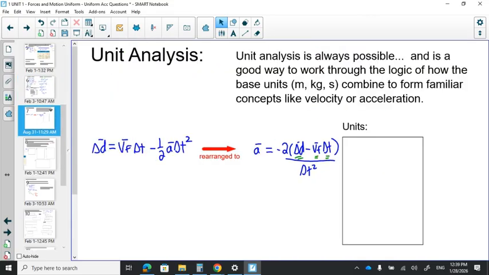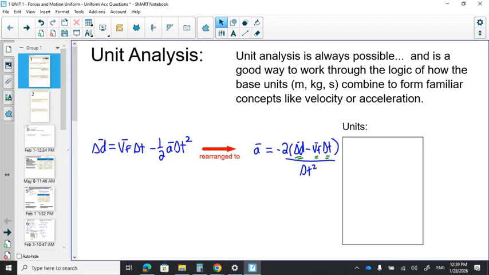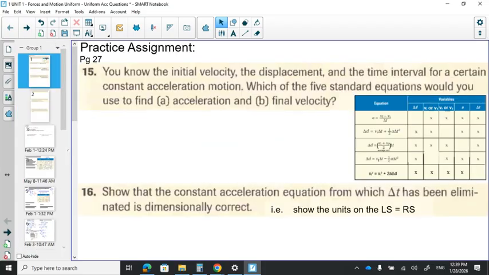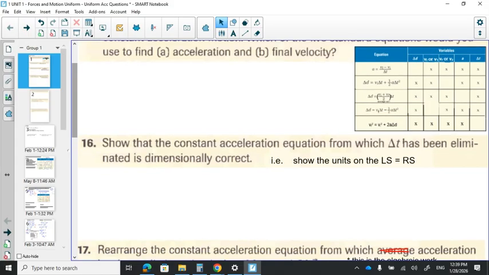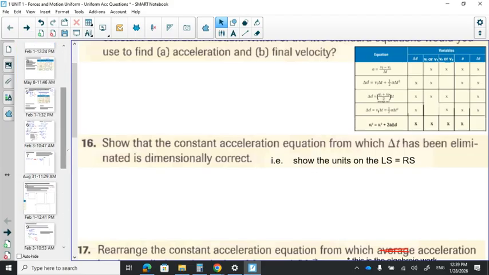A little unit analysis, just like in the homework here. I try to model in the lesson some of the things that you're going to see in the practice assignment. So show that the constant acceleration equation for which t has been eliminated is dimensionally correct. In other words, show that the units are what they should be. If it's representing velocity, it should be meters per second, and so on.